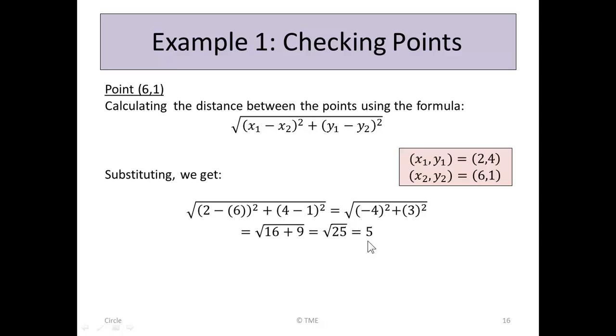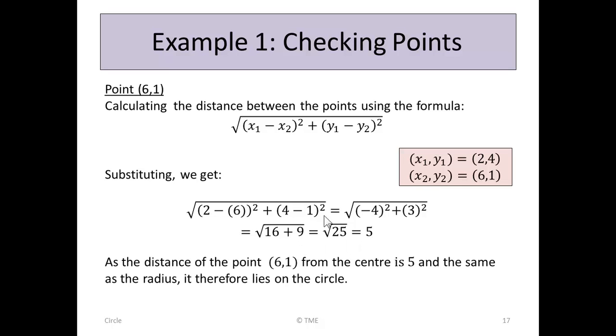Now this answer is exactly the same as the radius. So the shortest distance from (2, 4) to (6, 1) is 5. It implies that it must be on the circle that has a radius 5. So as the distance from (6, 1) to the centre is 5 and it's the same as the radius, it therefore lies on the circle.